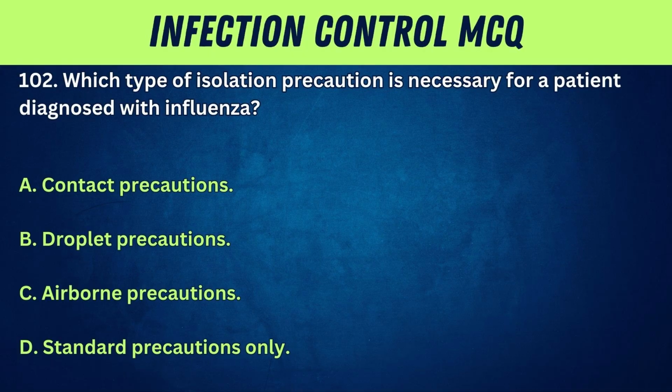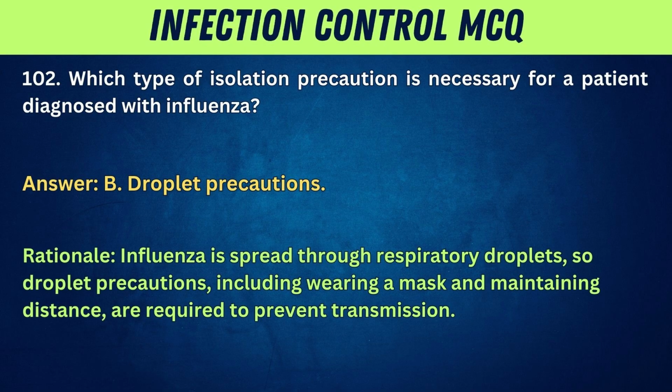102. Which type of isolation precaution is necessary for a patient diagnosed with influenza? A. Contact precautions. B. Droplet precautions. C. Airborne precautions. D. Standard precautions only. Answer: B. Droplet precautions. Rationale: influenza is spread through respiratory droplets, so droplet precautions, including wearing a mask and maintaining distance, are required to prevent transmission.